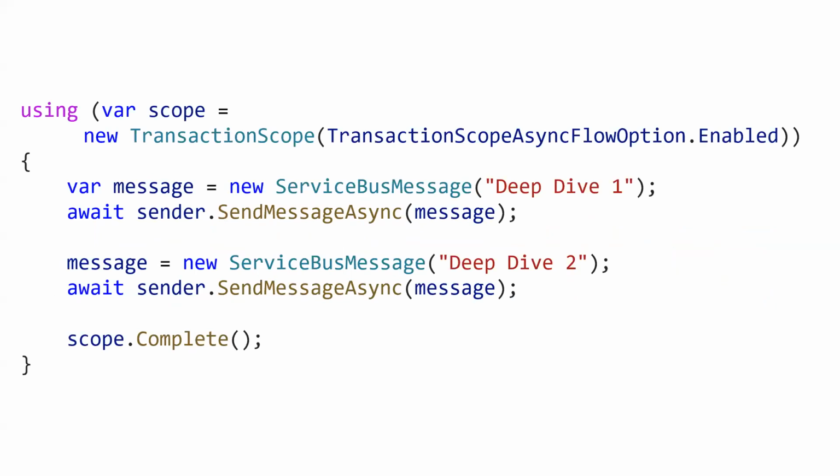Okay, so what we can do is create a transaction scope. We have to set the transaction flow async option enabled, and then we can do multiple sends, like service sending deep dive 1 and deep dive 2. And then when you call scope complete, only then the messages are actually delivered to the input queue.